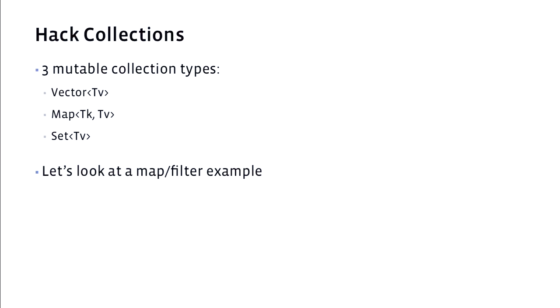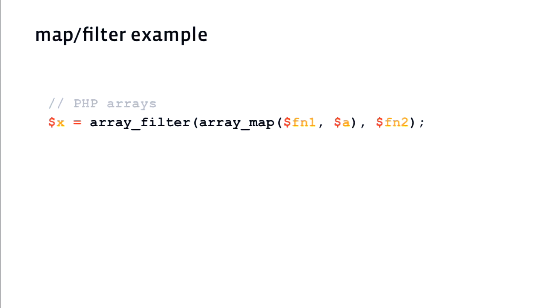So Hack offers mutable and immutable collections. For now, I'm just going to talk about mutable. So there's 3 basic ones you need to know about: vector, map, and set. And before I go into more detail, I'm going to do a quick map filter example, just to give you a feel of what this looks like when you're using collections in your code. So here's the canonical way you would write map and filter with PHP arrays and the APIs that PHP offers for arrays.